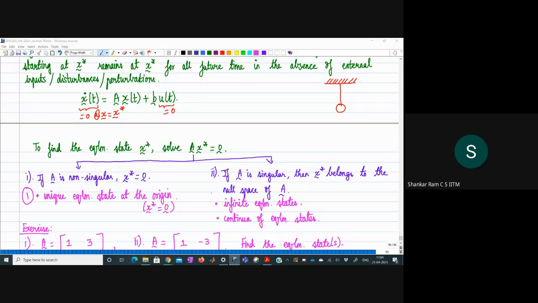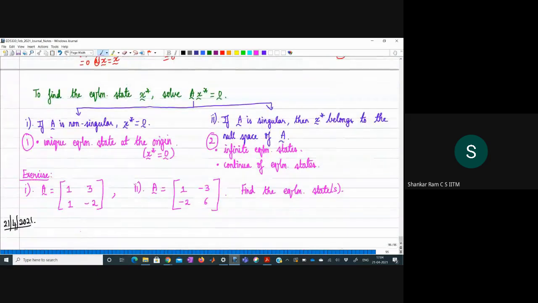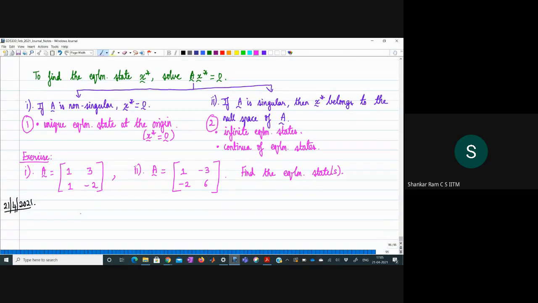Okay. The second possibility is that A is singular, in which case we have an infinite set of equilibrium states which belong to what is called the null space of the matrix A. How do we define the null space of the matrix A? The null space of the matrix A is the set of all vectors b such that A times b is equal to 0. This null space is a continuum of states, and it is infinite in size. So when A is singular, we have an infinite set of equilibrium states. That's where we stopped in the previous class.